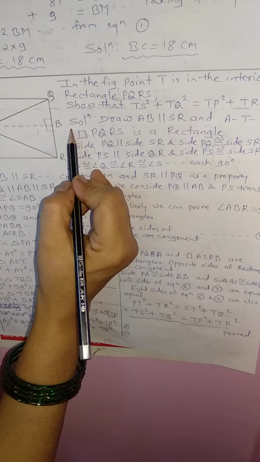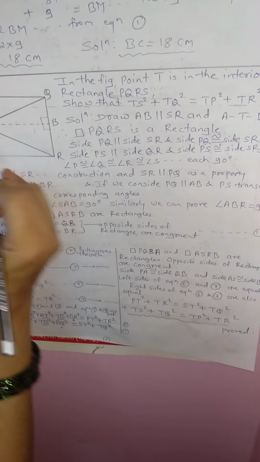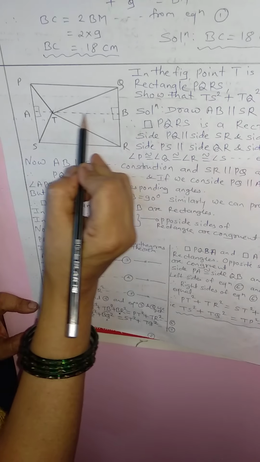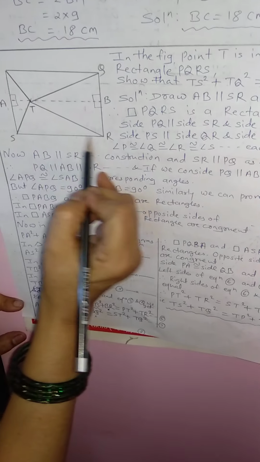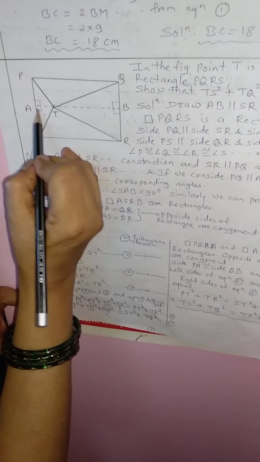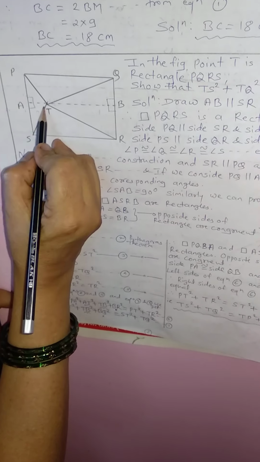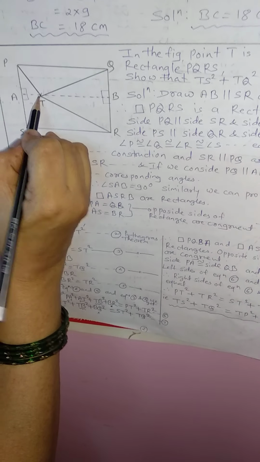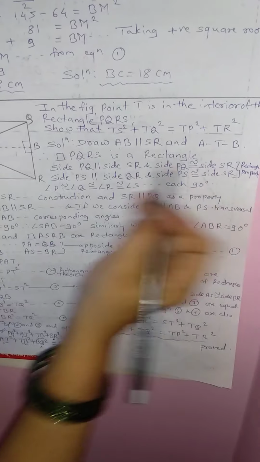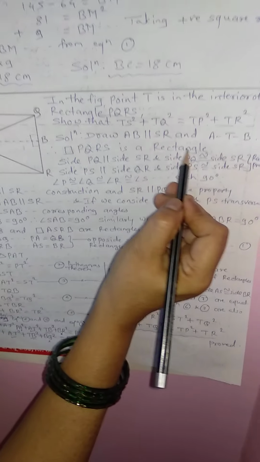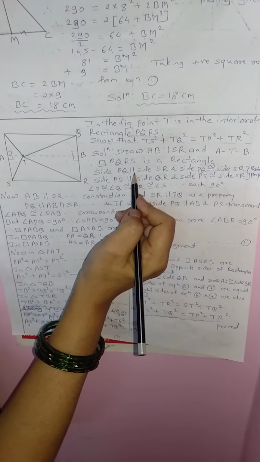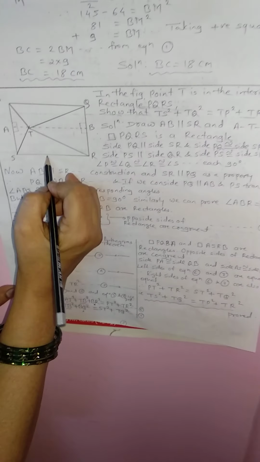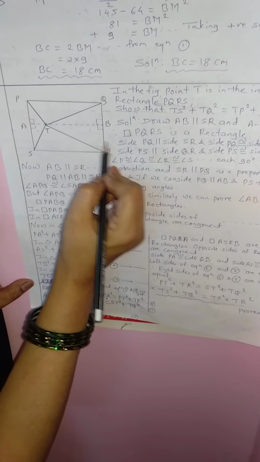Solution: here we have to draw this segment AB, which is shown as a dotted line parallel to SR, and when we draw this AB, it should pass through this interior point T. So A, T, B is written here. Now quadrilateral PQRS is a rectangle, and we learned last year the properties of the rectangle: opposite sides are equal, all angles are right angles and diagonals are congruent.